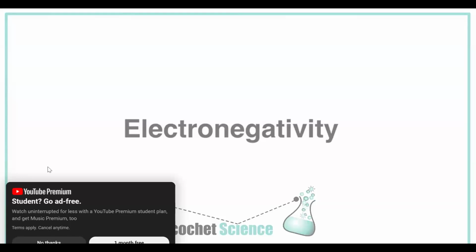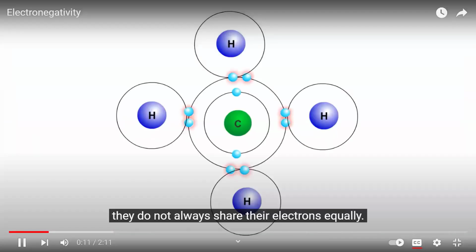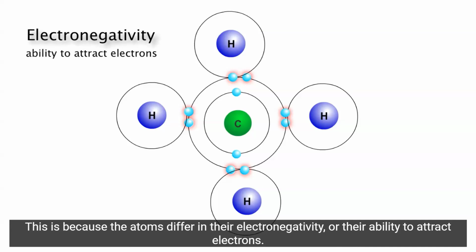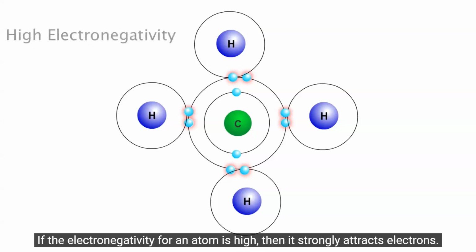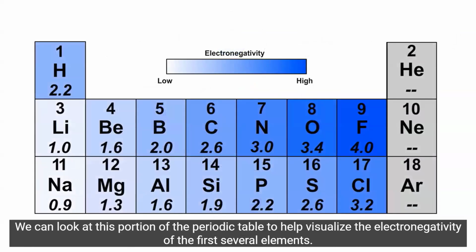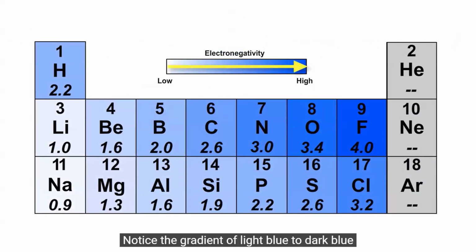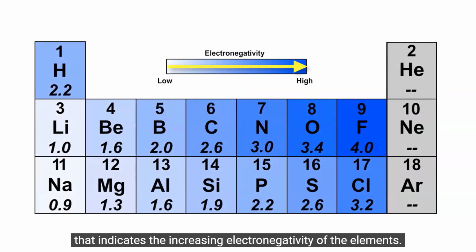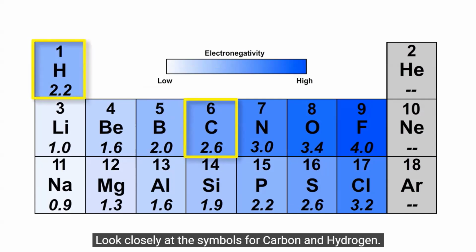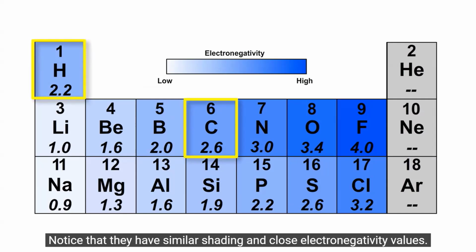Recall that when atoms form covalent bonds, they do not always share their electrons equally. This is because the atoms differ in their electronegativity, or their ability to attract electrons. If the electronegativity for an atom is high, then it strongly attracts electrons. If it is low, it does not pull at the electrons as much. We can look at this portion of the periodic table to help visualize the electronegativity of the first several elements. Notice the gradient of light blue to dark blue that indicates the increasing electronegativity. Look closely at the symbols for carbon and hydrogen.